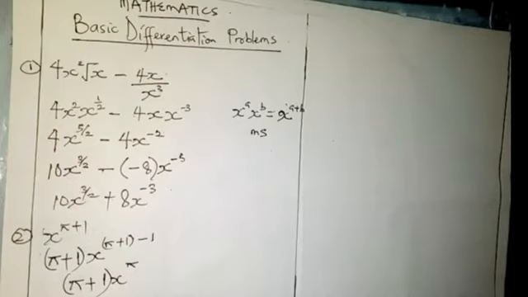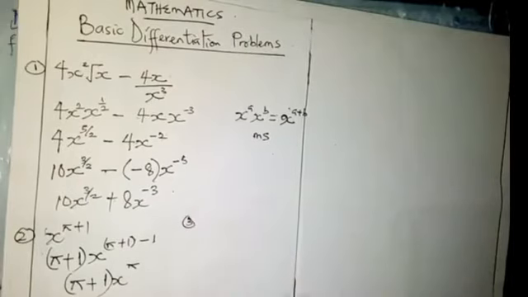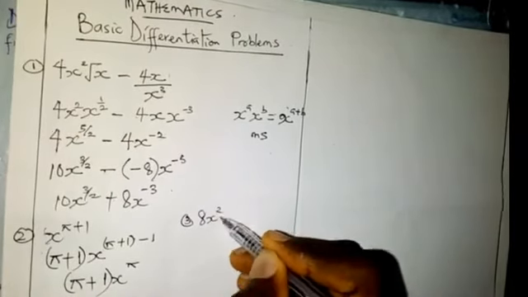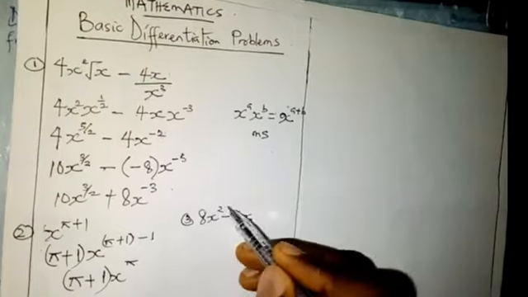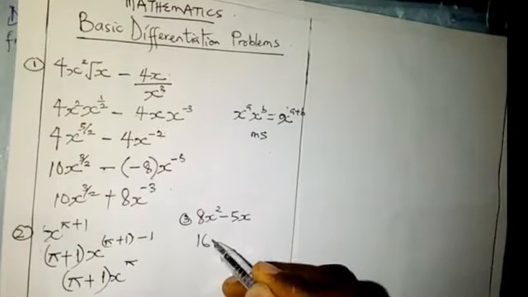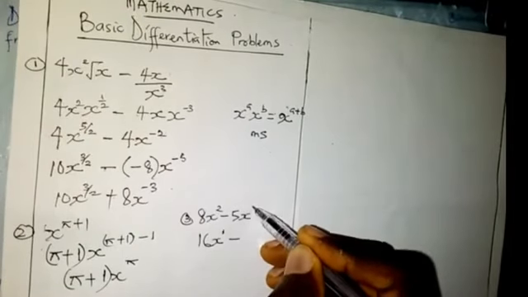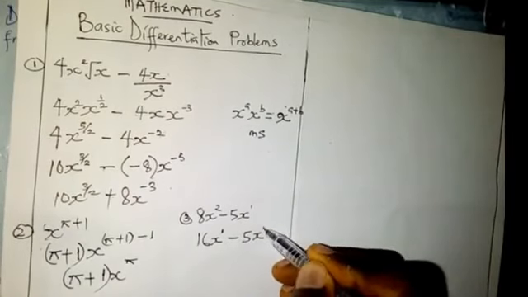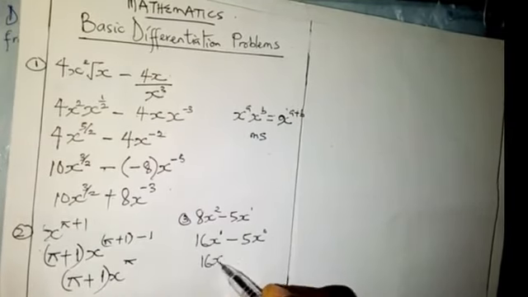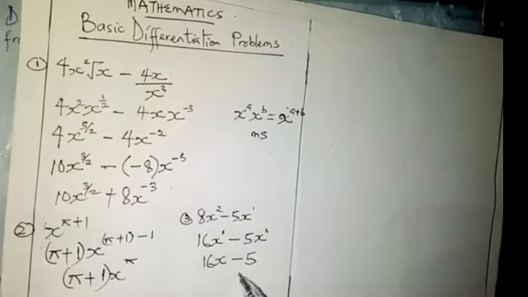Now the third question, question 3: 8x squared minus 5x. So I multiply before I subtract. 2 times 8 gives me 16, x raised to the power 2 minus 1 gives me 1. Minus 1 times 5 gives me 5, x raised to the power 1 minus 1 gives me 0. So I have 16x minus 5 times anything raised to the power 0, which is 1. So 5 times 1 is 5.